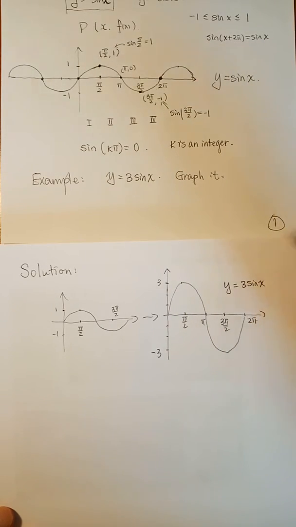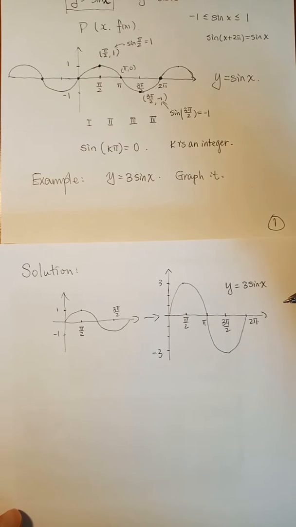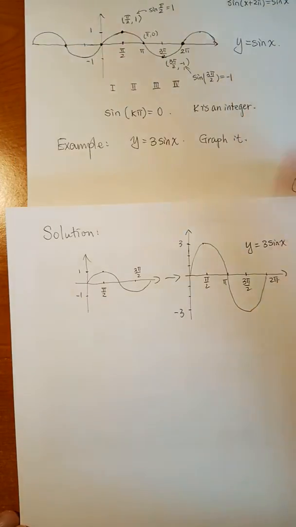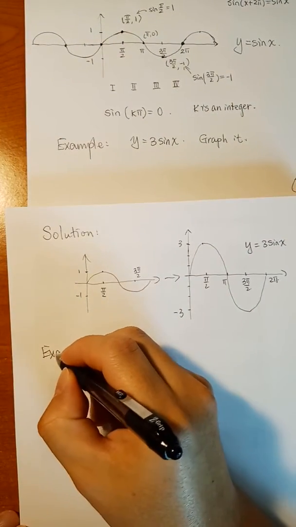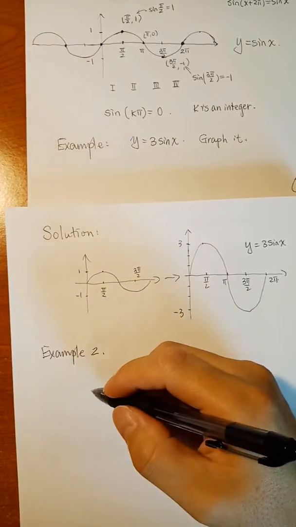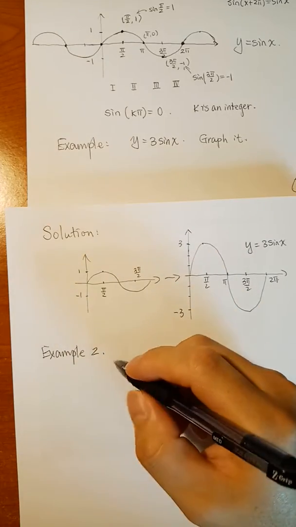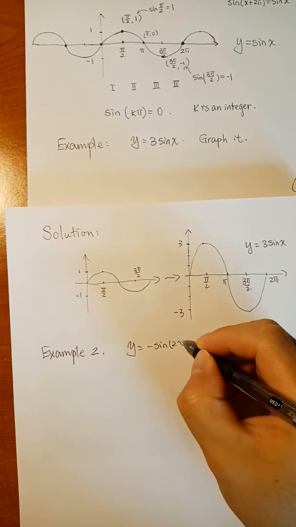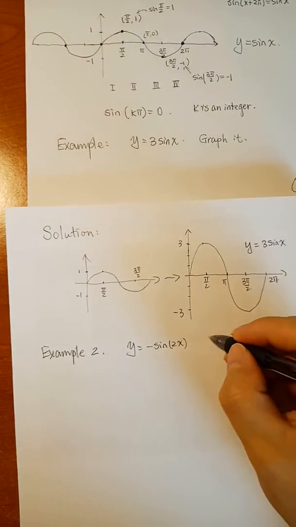So this coefficient of 3 will change the y. Okay, so that's the process. You stretch it along the y direction. And second, we let y equal to negative sine 2x and graph it.